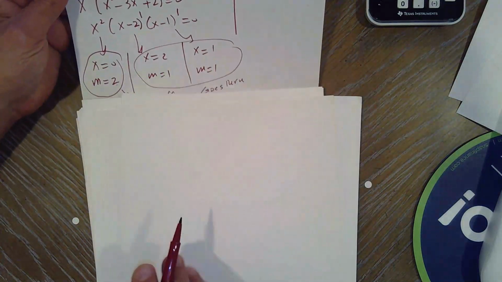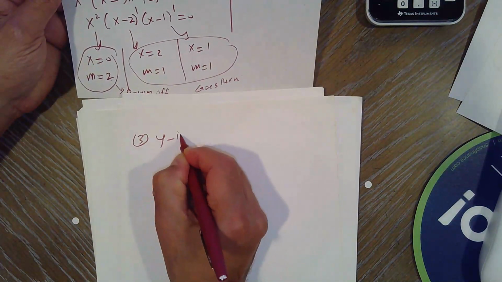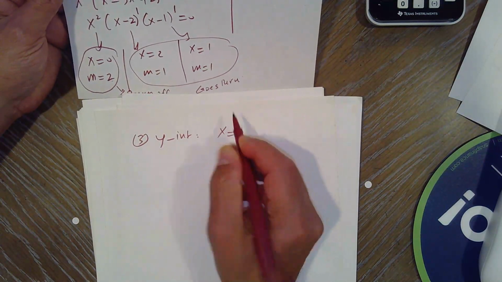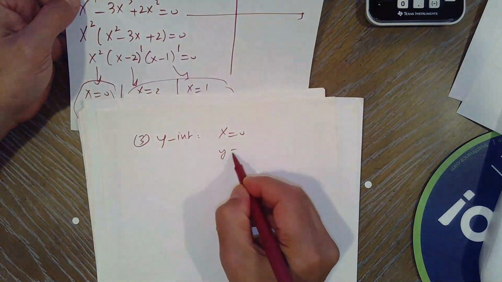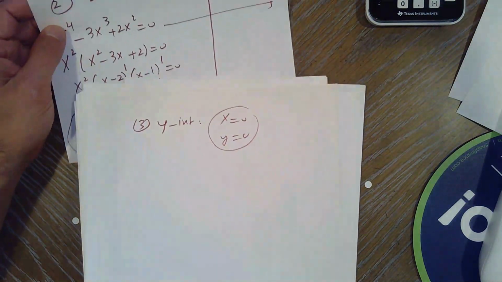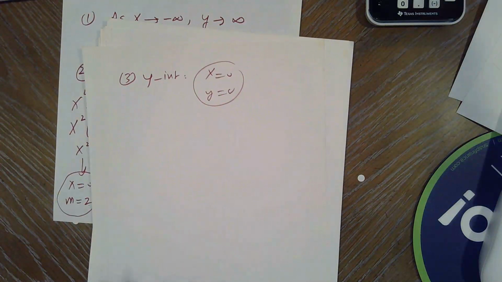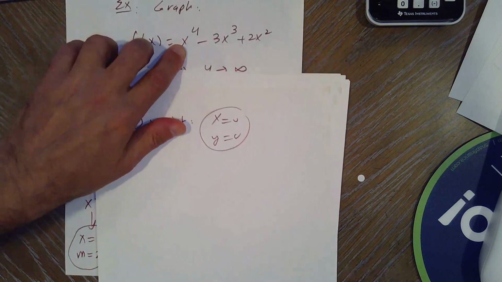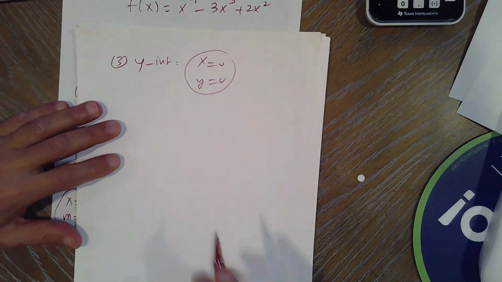And then the y-intercept: when x is 0, if you put a 0 in there, y equals 0, the origin. Okay, so that's all. We got the multiplicity. We know there are going to be at most three extrema. That's what we know.